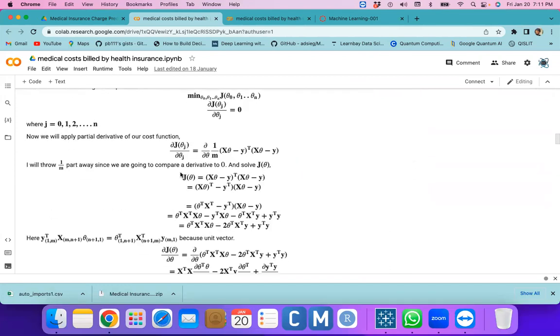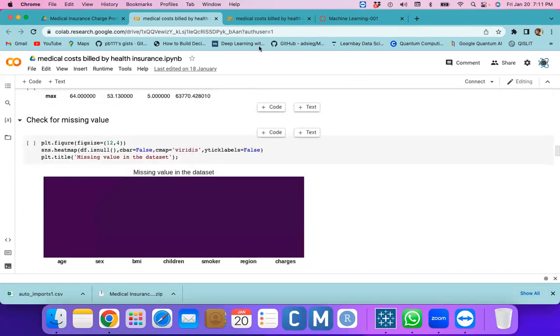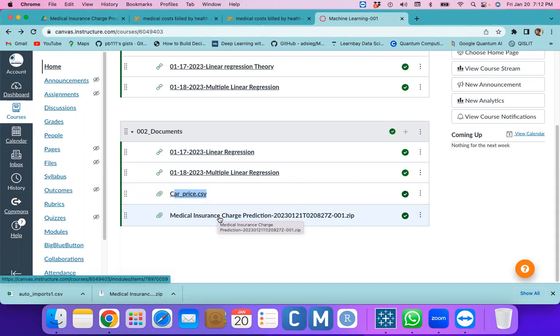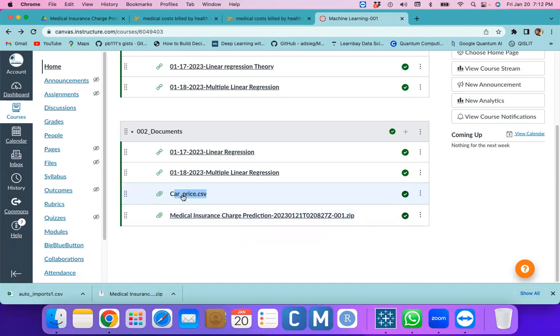In the same way, I uploaded the car price CSV file. You can download it, and inside the zip file we have the code and the corresponding CSV dataset file. First execute what is there inside it. After you understand that medical charge prediction project, then do the car price prediction.